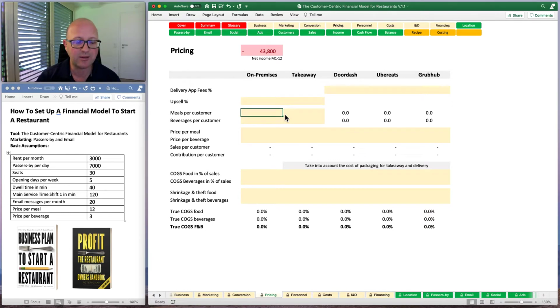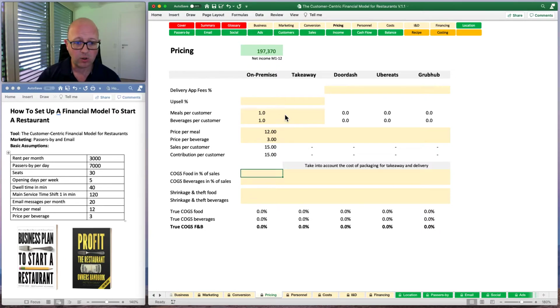So now we start with customer behavior. And the question is, how many meals does one customer consume on average? We make it simple for the beginning and say 1 burger per customer. How many beverages does a customer consume on average? Keep it simple for the beginning, 1 beverage per customer. Then price per meal. Our price point we already thought about. We know it's $12, and the price per beverage is about $3.